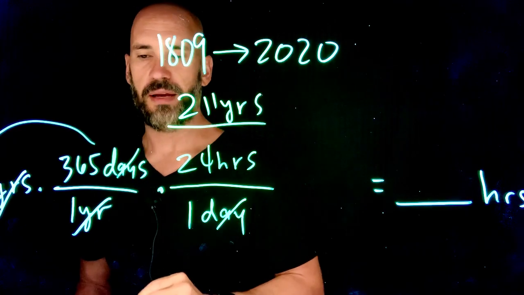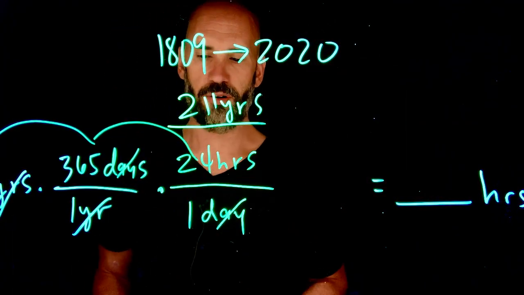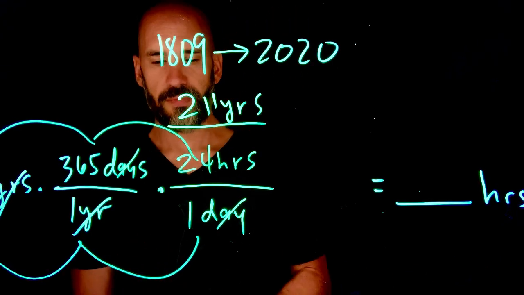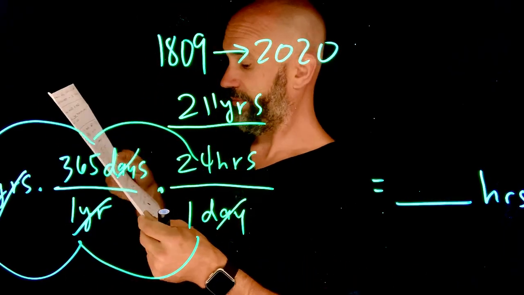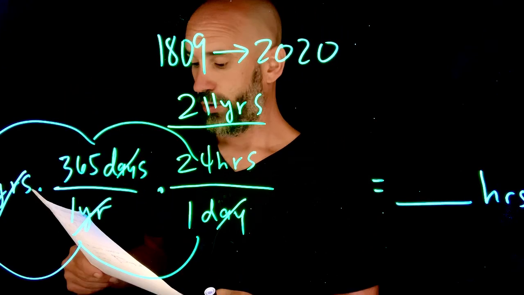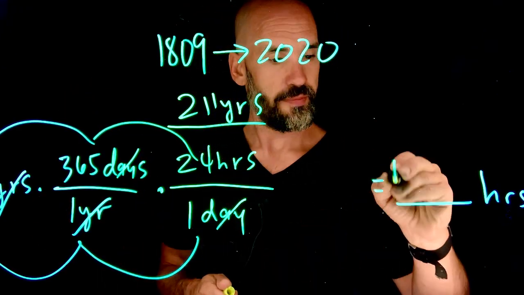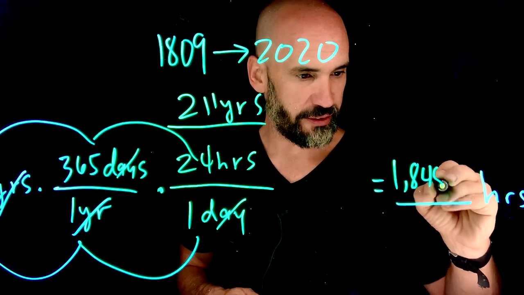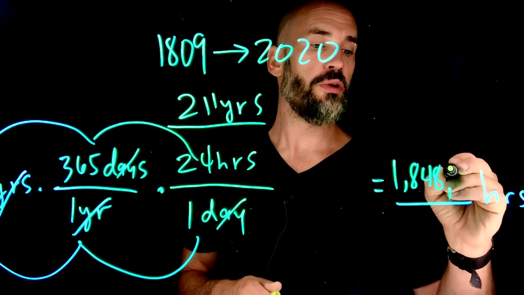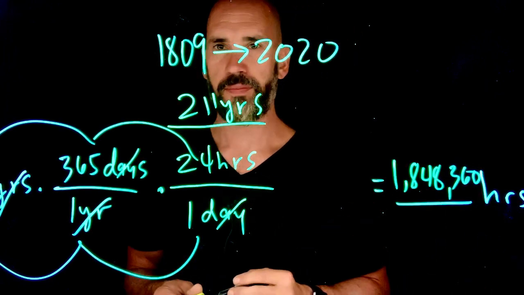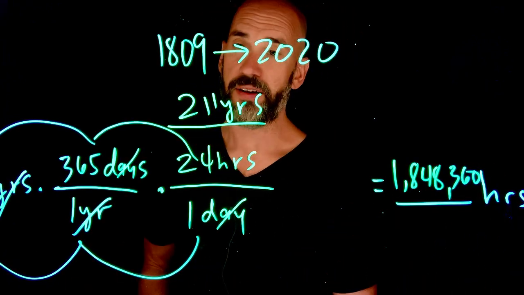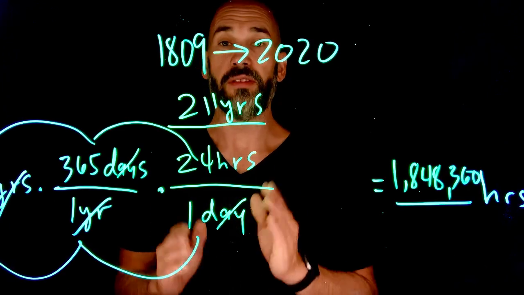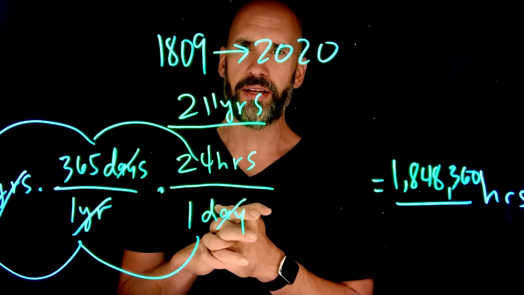211 years times 365 days times 24 hours divided by 1, and you get an answer of 1,848,360 hours. Ladies and gentlemen, that is a very old turtle. It's a very wise turtle, and I would love to ask it some questions about the meaning of life.